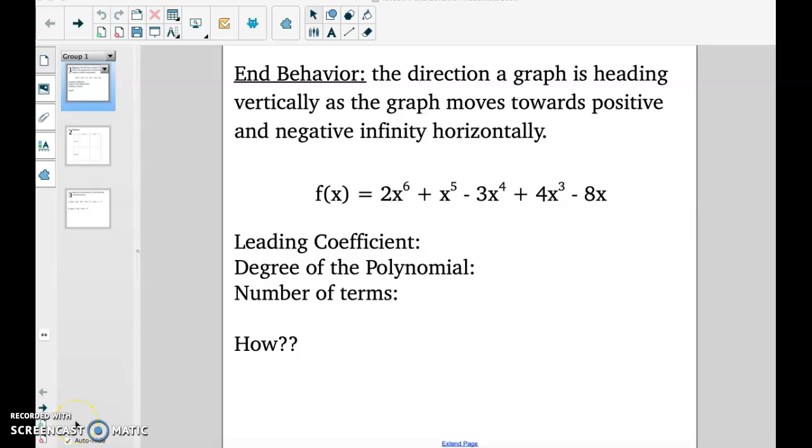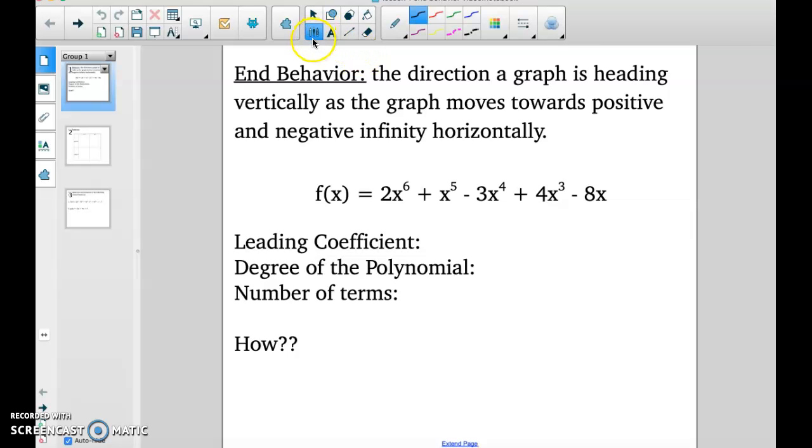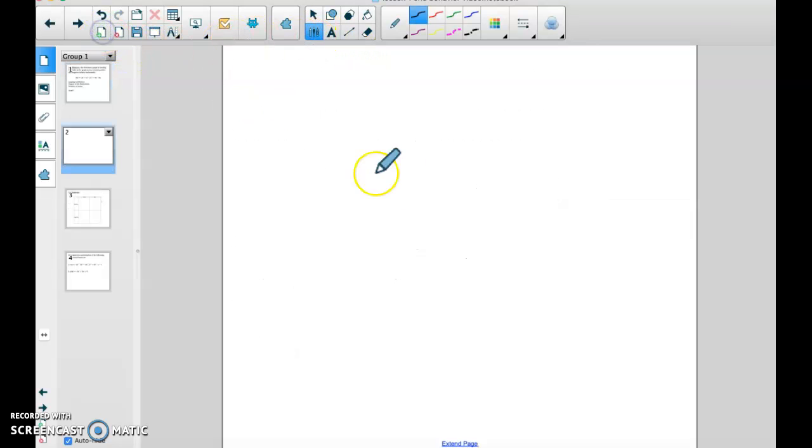Okay guys, so the next part of this section of this lesson is to talk about end behavior. End behavior is the direction a graph is heading vertically as the graph moves towards positive and negative infinity horizontally. For example, I can just give you a visual really fast.